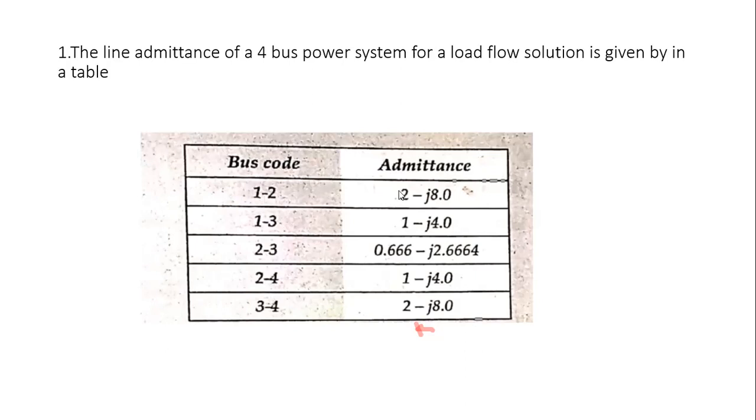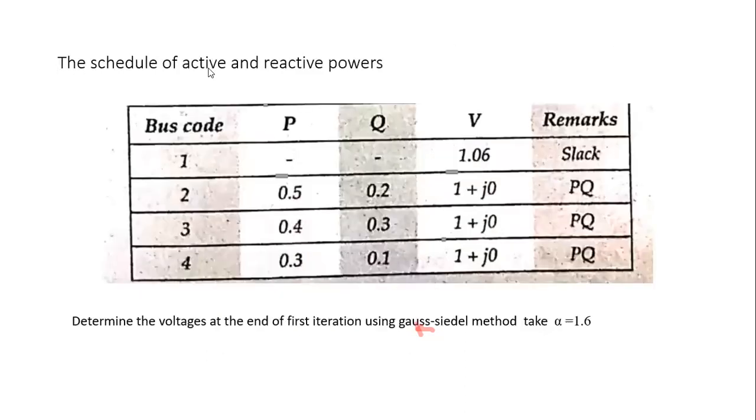Between buses 1 and 2, the admittance value is 2 minus j8. Between 1 and 3, it is 1 minus j4. Between 2 and 3, it is 0.666 minus j2.664. Between 2 and 4, it is 1 minus j4.0. Between 3 and 4, it is 2 minus j8. This is the given table for calculating the voltages at various buses.